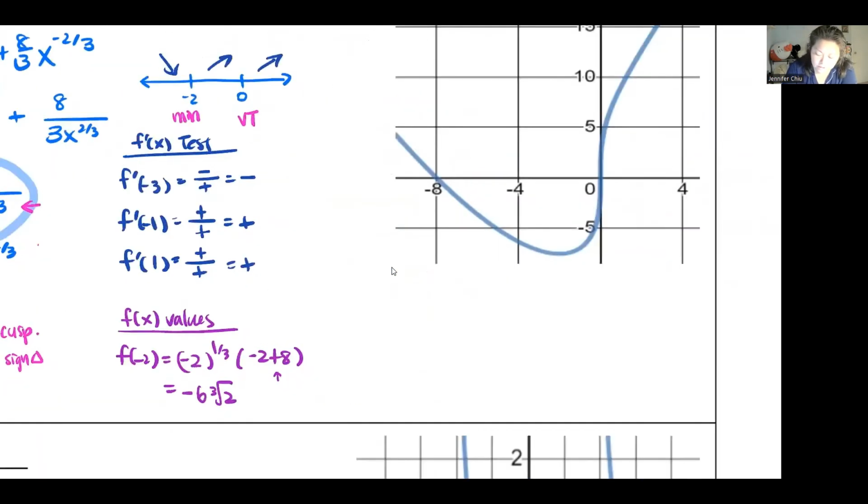And now I can answer my question. So part A, B, C. A says what are my local extreme values? I have a minimum of -6 cube root of 2 at x equals -2. We don't need to talk about the vertical tangent. It will appear when we talk about our intervals.